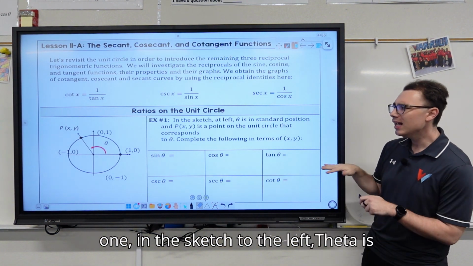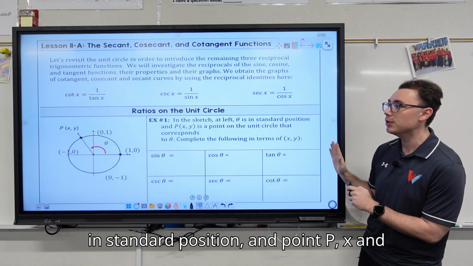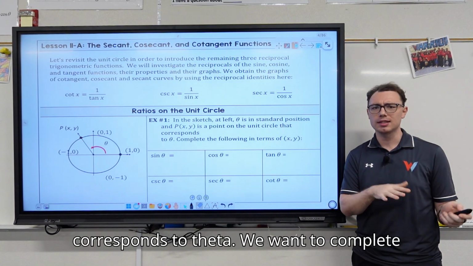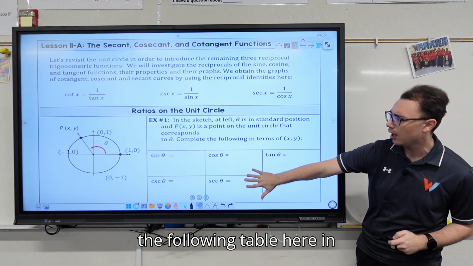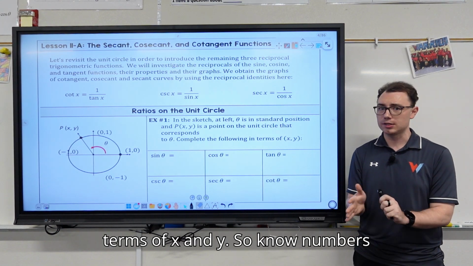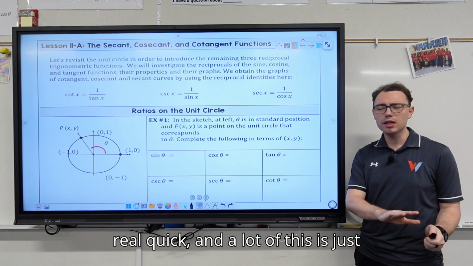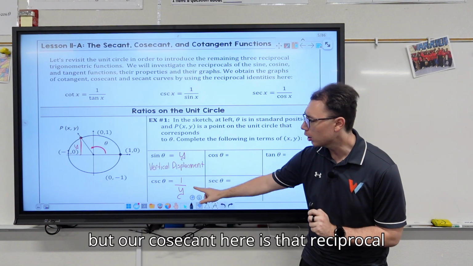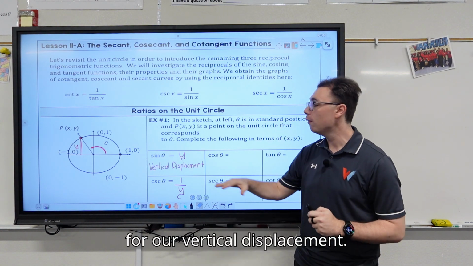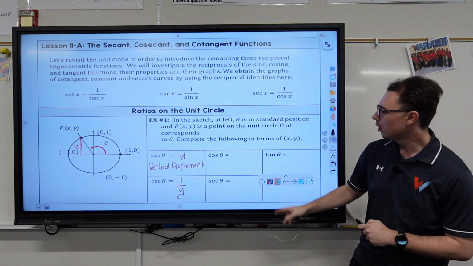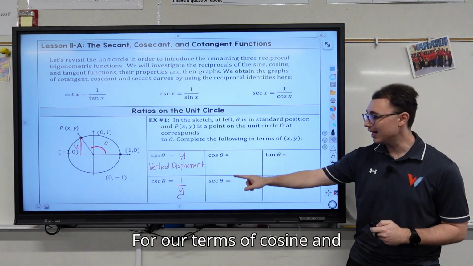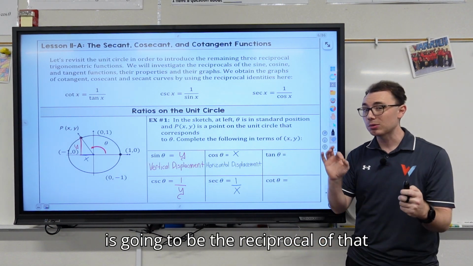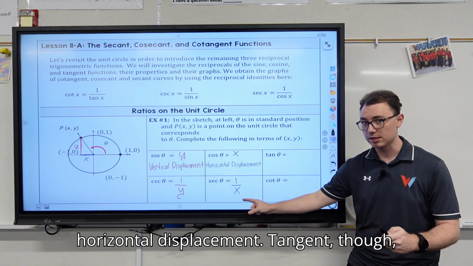For example 1, in the sketch to the left, theta is in standard position and point P, x and y, is a point on the unit circle that corresponds to theta. We want to complete the following table in terms of x and y. So no numbers real quick, and a lot of this is just quick review, where sine of theta is just that vertical displacement, but cosecant is the reciprocal of our vertical displacement. For cosine and secant, cosine is just our horizontal displacement, while secant is going to be the reciprocal of that horizontal displacement.